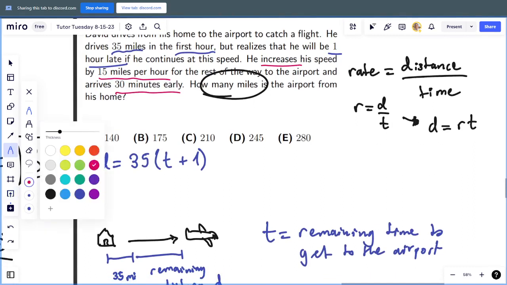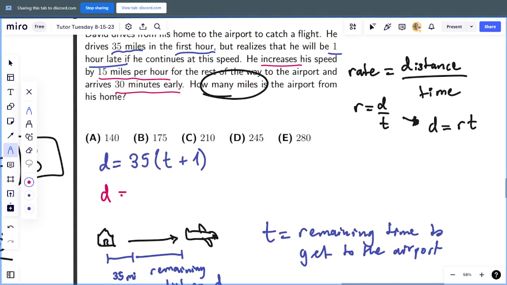But if he increases his speed by 15 miles per hour, so now he's traveling 50 miles an hour, he would get there in the time to be on time, but also spare half an hour. He would get there 30 minutes early, which is 0.5 hours. So now you have these two equations for the distance. You can relate the distance in terms of his initial travel speed, but you know that he's going to get there late, right, in t plus 1 hours. Or he can travel at 50 miles an hour and get there in t minus 0.5 hours.